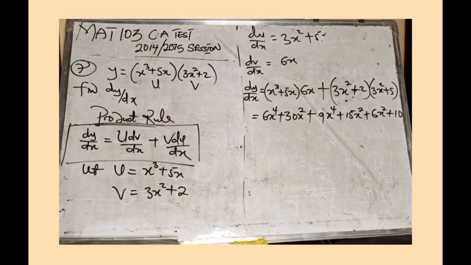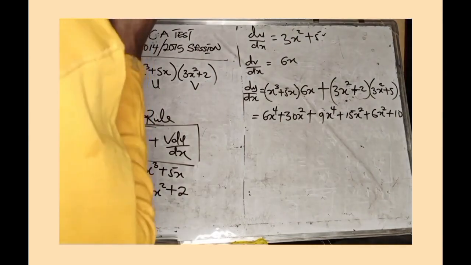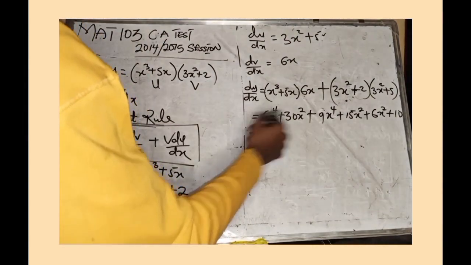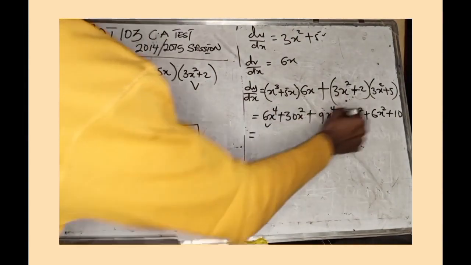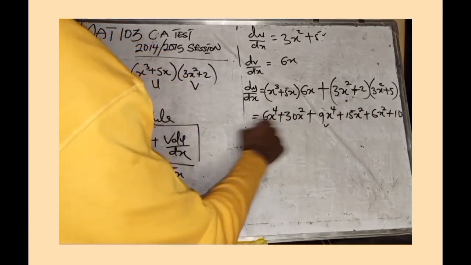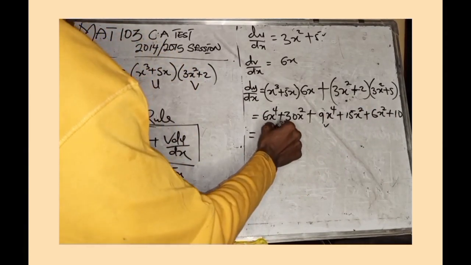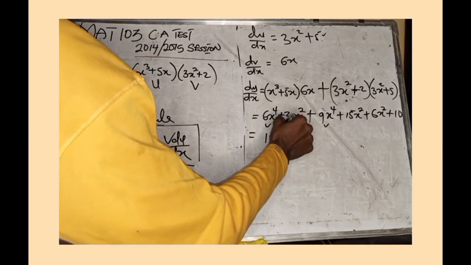Okay, so that's it. Good and fine. Now let's move on. Now I have to collect like terms here. This one will have power 4, raised to the power 4. So 6 plus 9 is actually 15x raised to the power of 4.